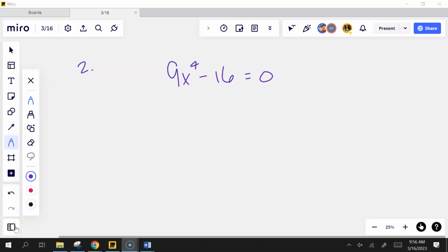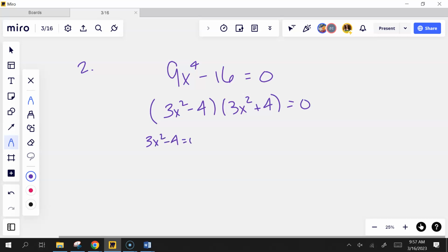What do you notice about this one? It's a difference of 2 squares, so I'm going to go 3x squared minus 4, 3x squared plus 4. And I can't factor anything any further, right? So I just leave it, and I'm going to set each piece to 0. 3x squared minus 4 equals 0. 3x squared plus 4 equals 0. And I'm going to solve each one.